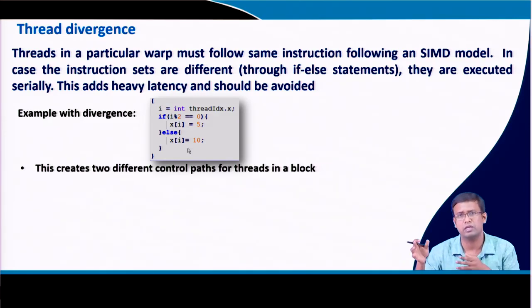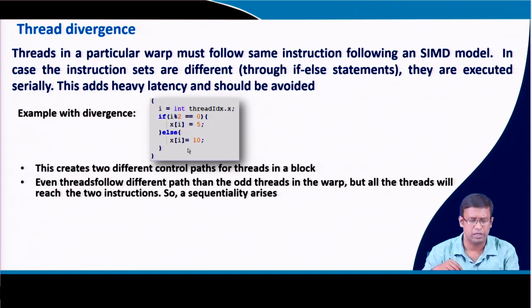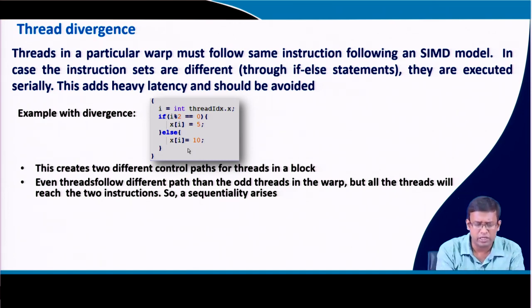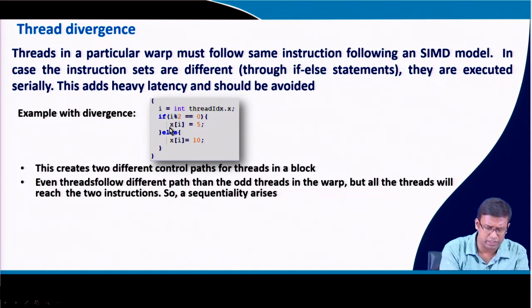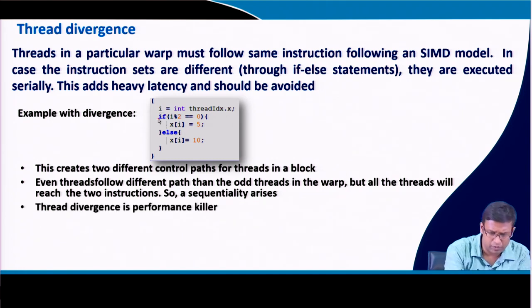For the other block, that is an independent thing, but the same thing will happen because you are executing the same statement in all blocks. Even threads follow a different path than odd threads in the warp, but all threads will reach the same instruction. So, there will be a sequentiality of the instruction set. First, all threads will look into this instruction set, and then this one, and then this one. When the first set of threads is executing this part, only those threads are doing it, but everybody is looking into that.